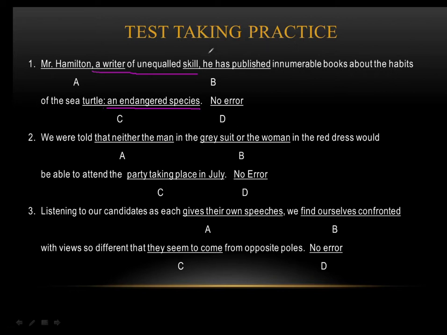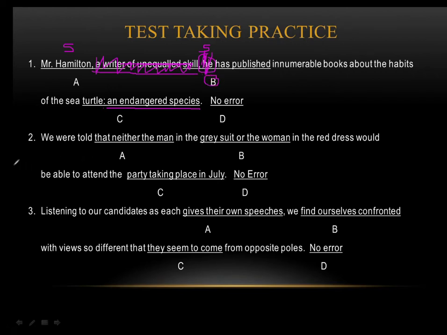But this thing right here is kind of odd, don't you think? If this is an appositive that I don't need, let's scratch it out for a second and read this sentence without it. Mr. Hamilton, he has published. That's just like saying a subject and another subject at the same time. We can't have that. You don't repeat this word. You just get one subject. Mr. Hamilton has published innumerable books about the habits. So B was our answer right there.